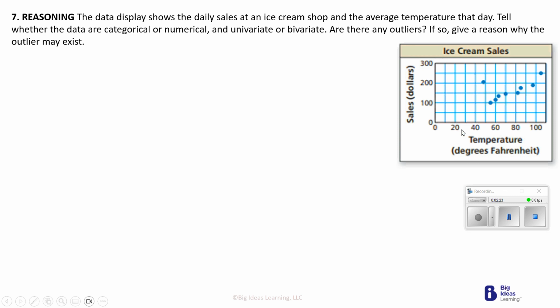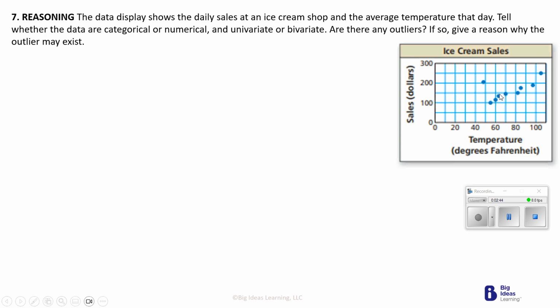Okay, well, we're comparing temperature, which is in degrees. That's definitely numerical. And so is the sales, right? That's in money. That's numerical. Then we're comparing 2 different things, right? Temperature and dollars. So that's going to be bivariate. So this should be numerical and bivariate.